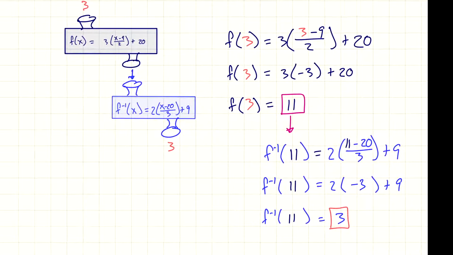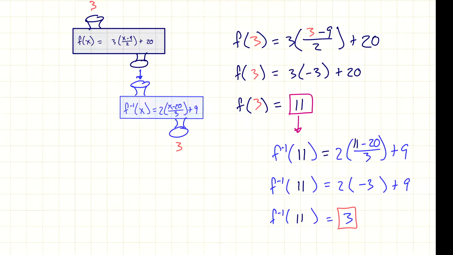All right, so when we plug in this 11, it ended up giving us this 3. So the question is, is that the same number we started with? So 3 and 3. All right, so that makes sense. We plugged in a 3, and in the end we got a 3. So these are inverses. That's the end result.